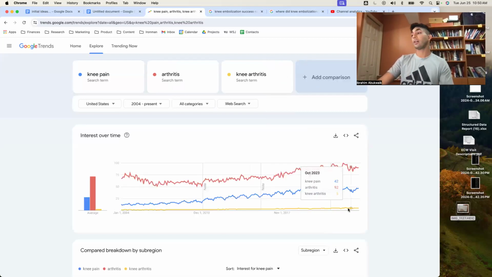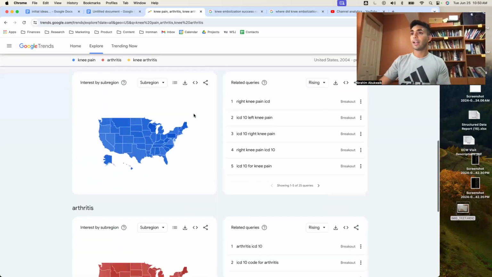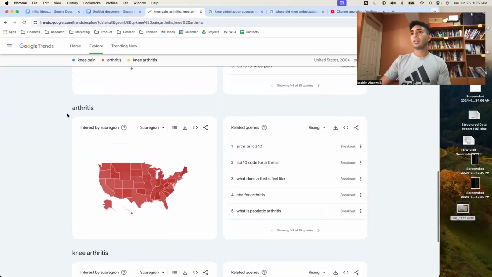That's much lower. Okay. So, arthritis. Again, I'm doing this to understand what the problem is. And this is cool about Google Trends. This is not supposed to be about Google Trends, but I'm just showing you how I would use this. If I go down to arthritis, I can see what people are searching for related to it, the related queries.